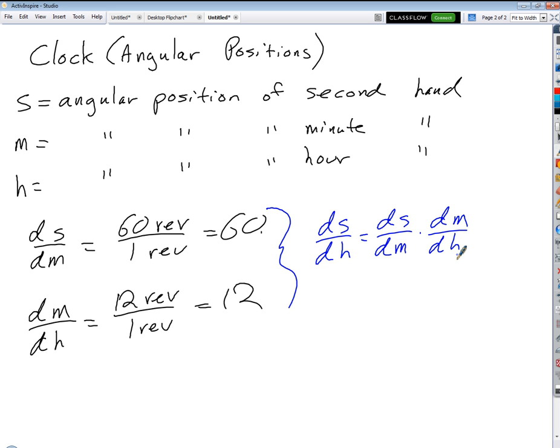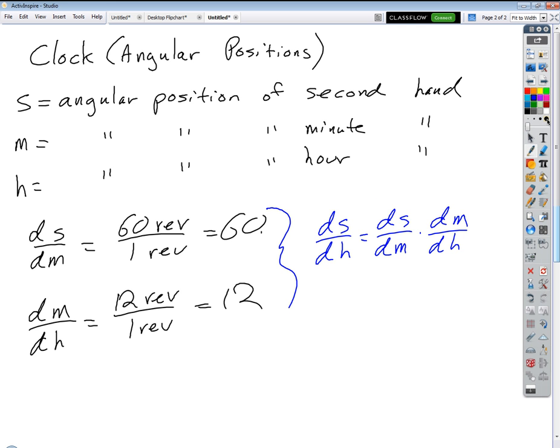Because when the hour hand goes around, that is 12, right? Okay, so the rate of change of the second hand with respect to the minute hand times the rate of change of the minute hand with respect to the hour hand is what we were looking for. Now, algebraically, this is very convenient. Do you see anything canceling there? The minute. Yeah, those cancel.